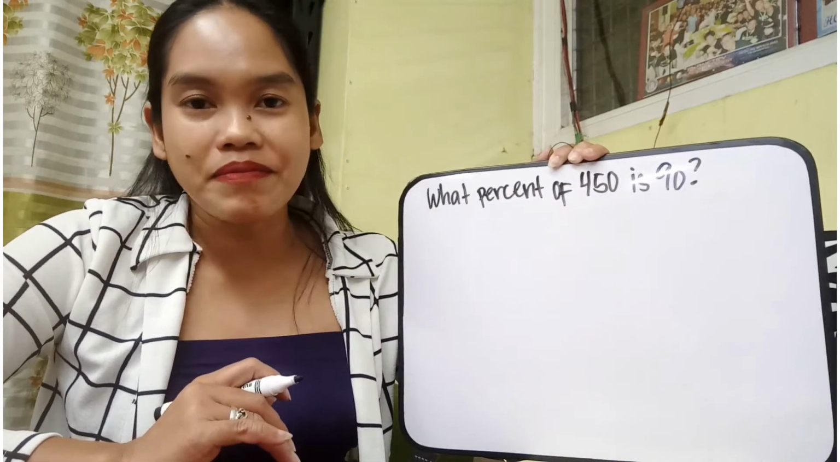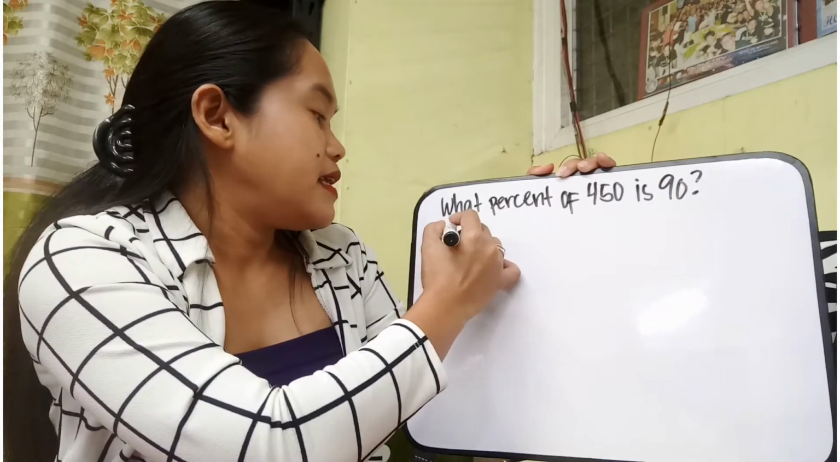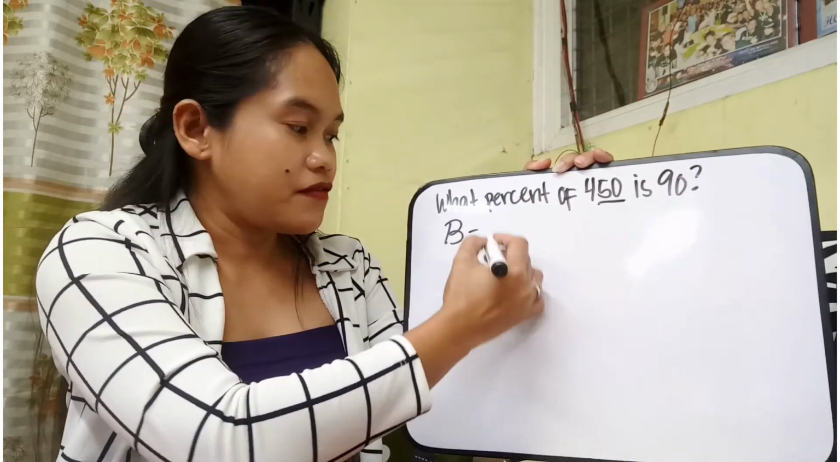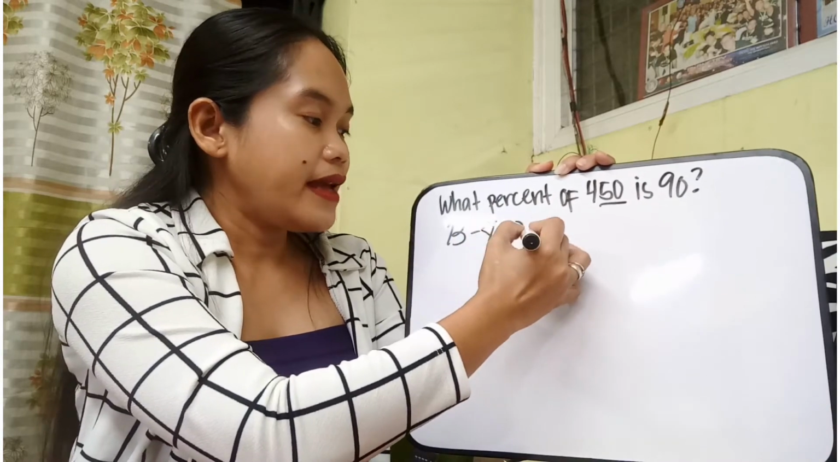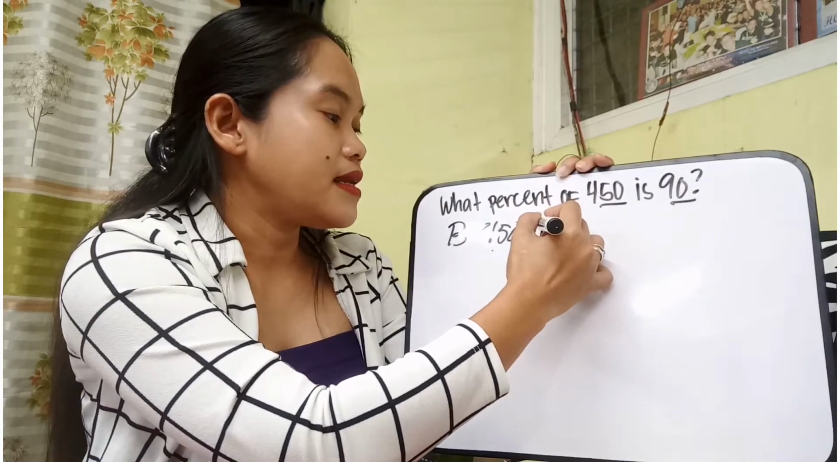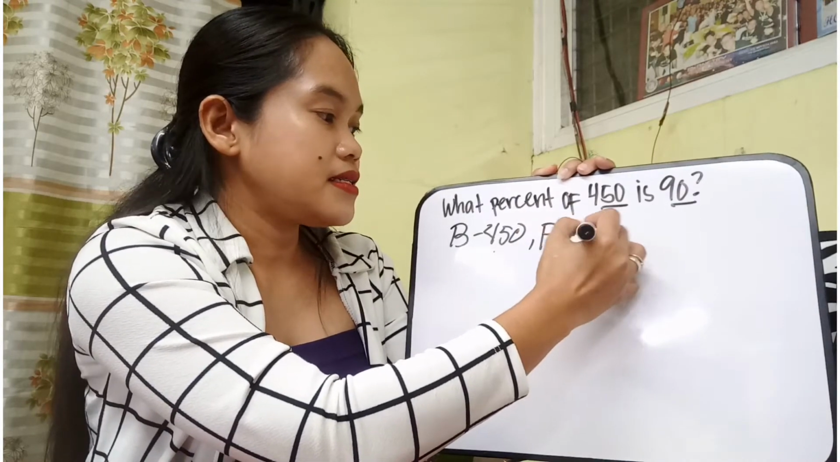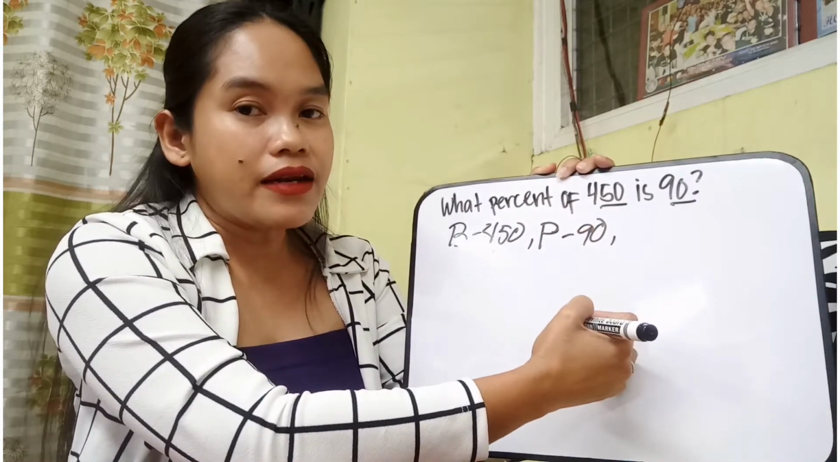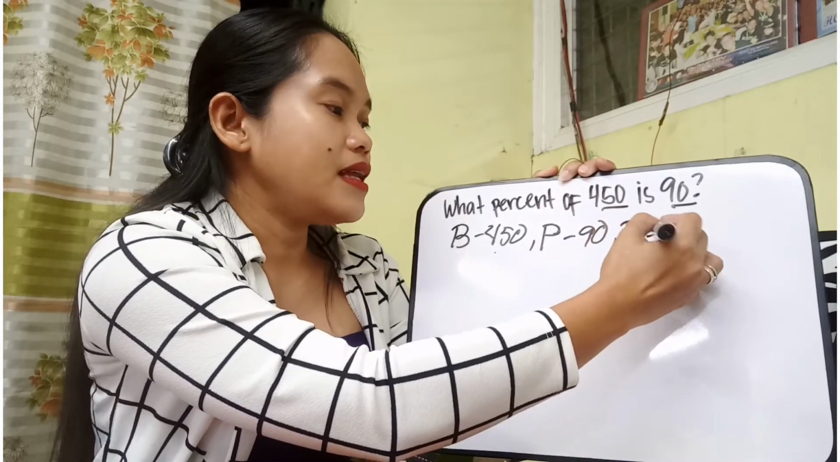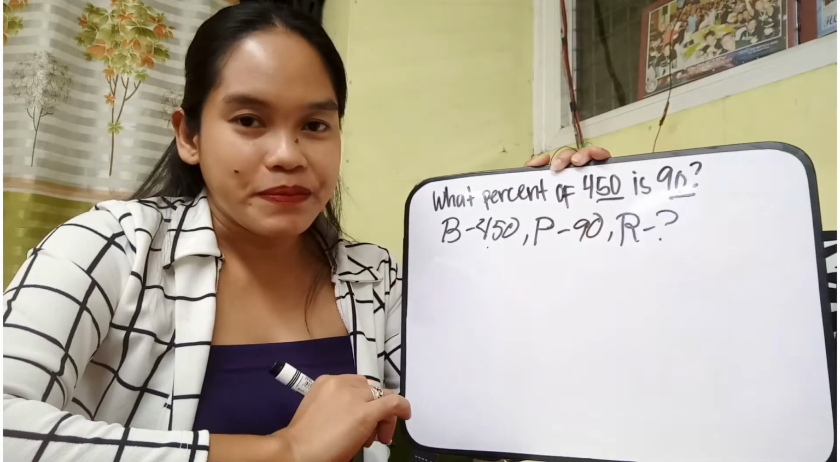So, ano naman yung hinahanap natin dito? So, ang ating given is, meron tayong base, which is, ano yung kabuuan natin? 450. And ang ating parte ng kabuuan is 90. So, ibig sabihin, ang ating percentage is 90. And ano yung wala? Ano yung hinahanap natin? Yung may percent sign. So, ibig sabihin, si rate yung ating hinahanap.